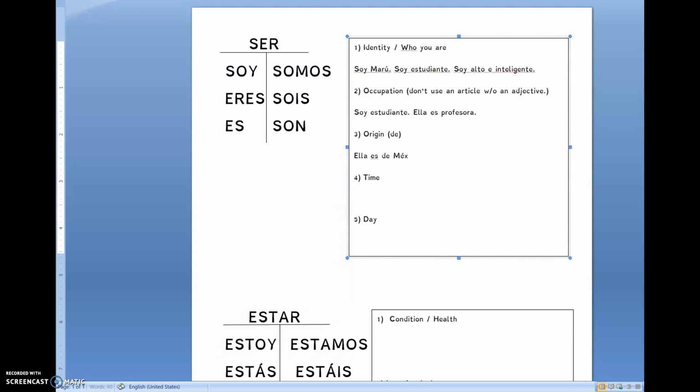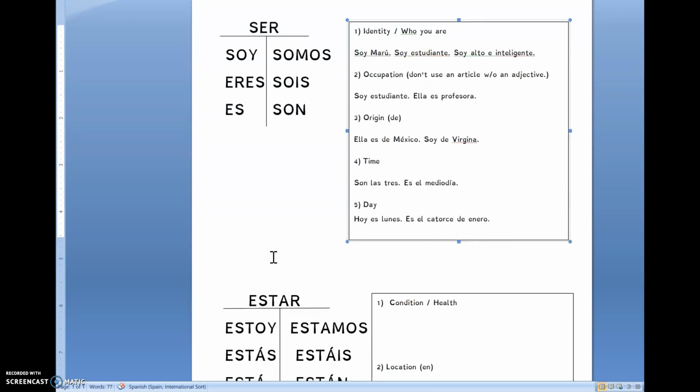So origin, de, telling where someone is from. Ella es de Mexico. Soy de Virginia. Telling time. This one you should know well. Son las tres. Whoops. Son las tres. Es el mediodía. Okay. And then telling day. Hoy es, for example, hoy es lunes. You would also, of course, use it for date. Es el 14 de enero. Right? So that's what the verb ser is used for.